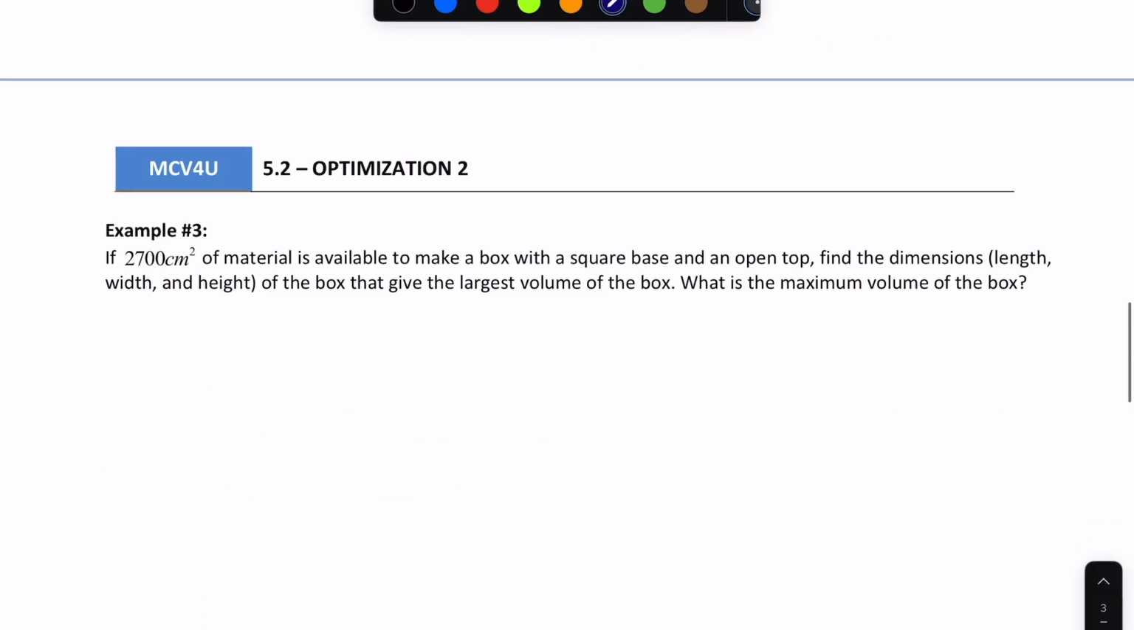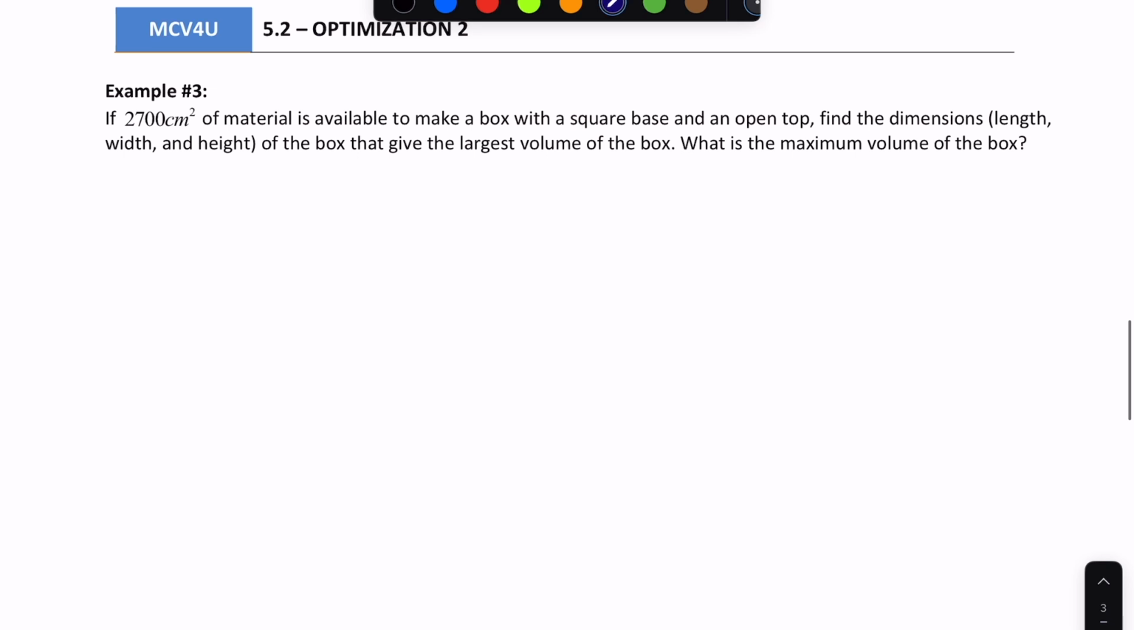Okay, so let's look at this last question here. It says, if 2,700 centimeters squared of material is available, so again, because it is centimeters squared, we know that this will provide us with the area, is available to make a box with a square base and an open top. So square base and open top. Find the dimensions of the length, width, and height of the box that give the largest volume of the box. What is the maximum volume of the box here?